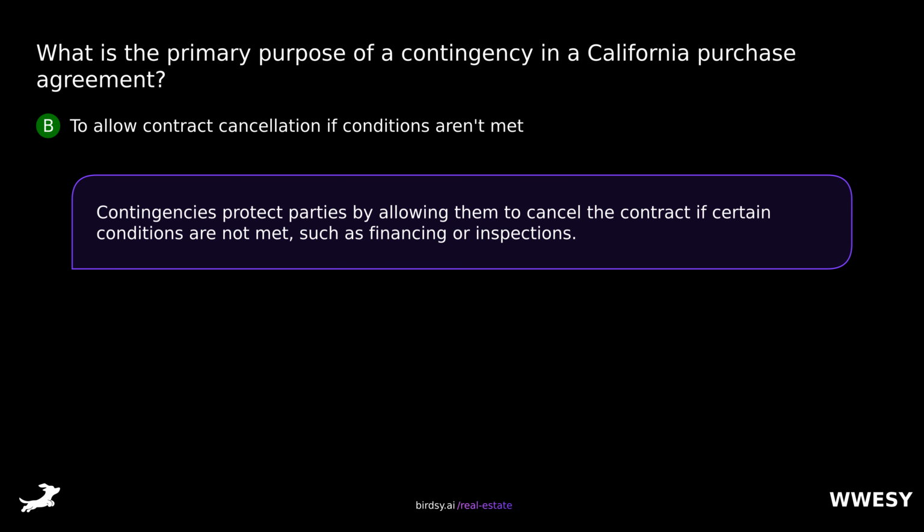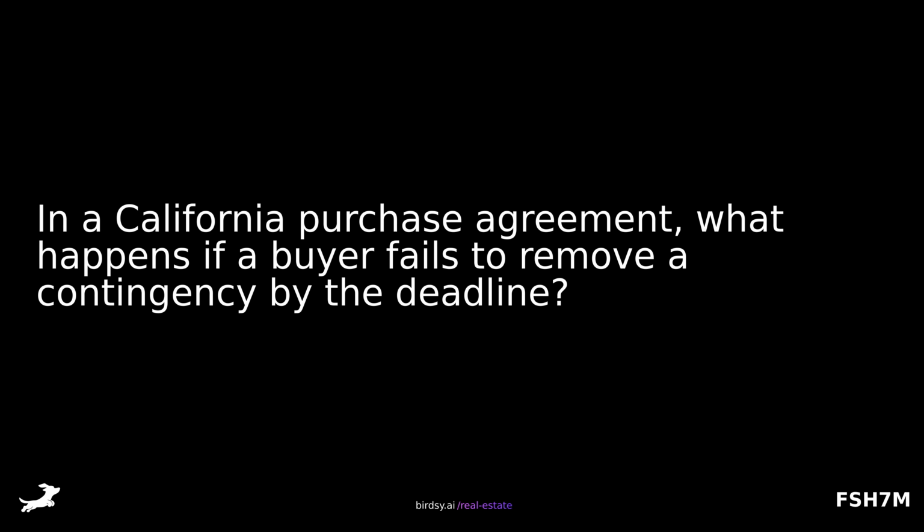Contingencies protect parties by allowing them to cancel the contract if certain conditions are not met, such as financing or inspections. In a California purchase agreement, what happens if a buyer fails to remove a contingency by the deadline?